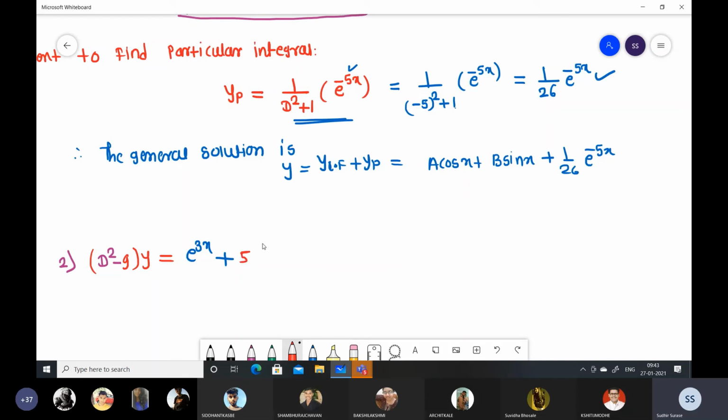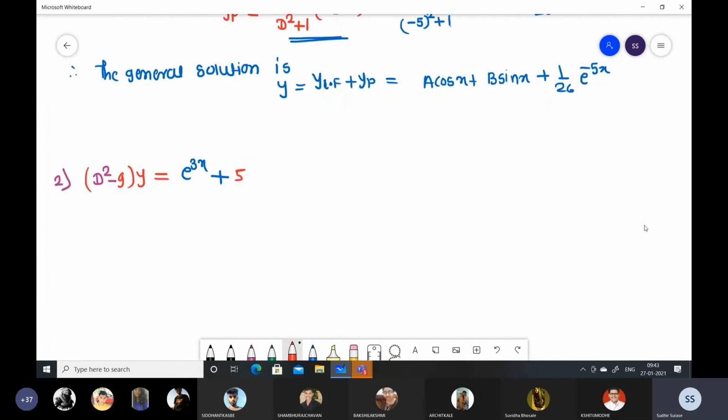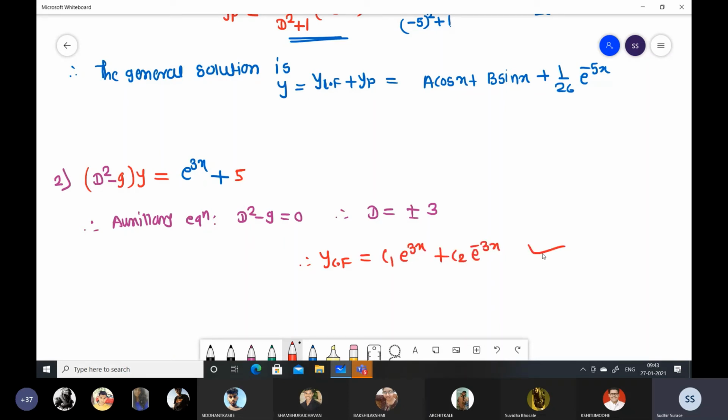Okay, now in this case, the complementary function we have to find. So therefore the auxiliary equation d square minus 9 is equal to 0. So therefore d is equal to square root of 9. That will be plus minus 3, right? And so therefore the roots are real and distinct. So the complementary function ycf according to case number 1 is c1 e to the power 3x plus c2 e to the power negative 3x. Okay, we got half the part.